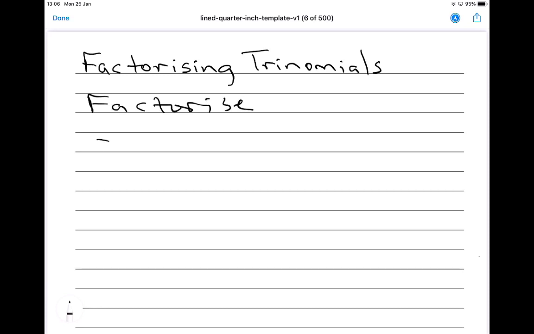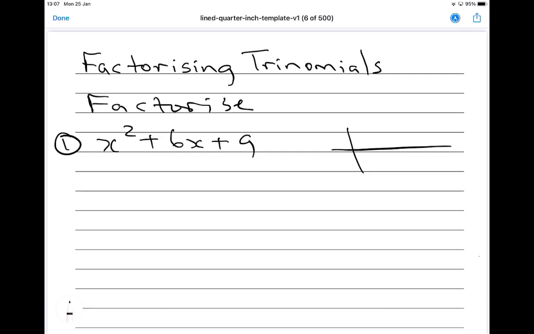I want us to start with x squared plus 6x plus 9. Now this is fairly easy. Everything is positive there, you will notice. But I want to introduce this method. It might help you later.